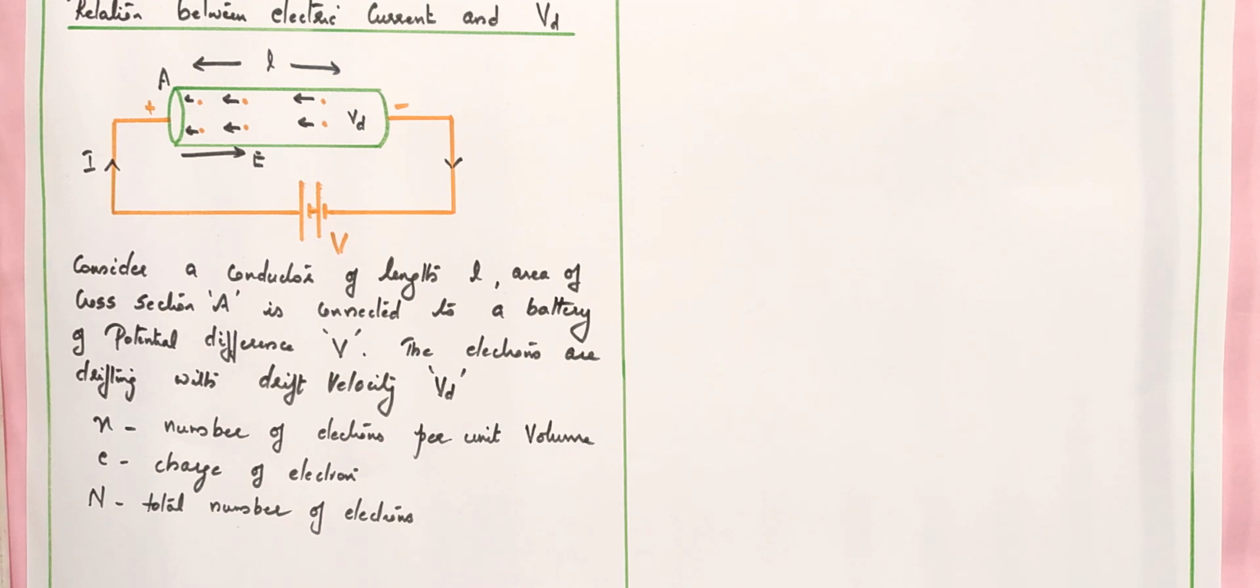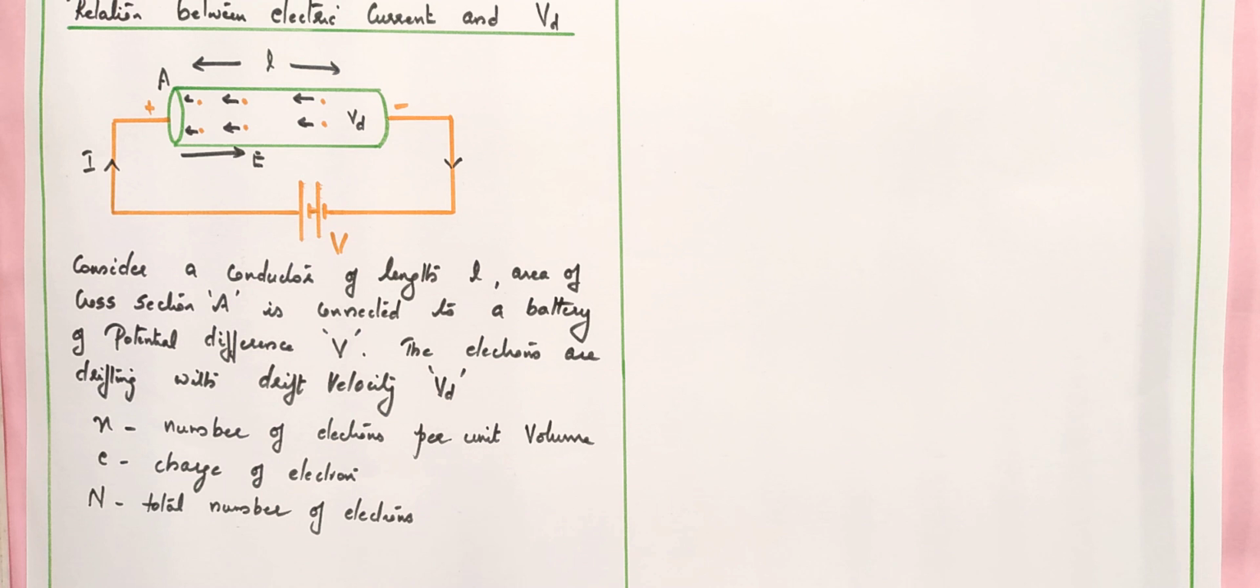So a conductor of length L, area of cross section A, is connected to a battery of potential difference V. The electrons are drifting with drift velocity Vd. Let small n be the number of electrons per unit volume. e represents the charge of an electron. Capital N represents the total number of electrons.